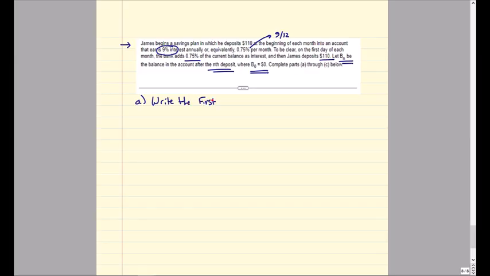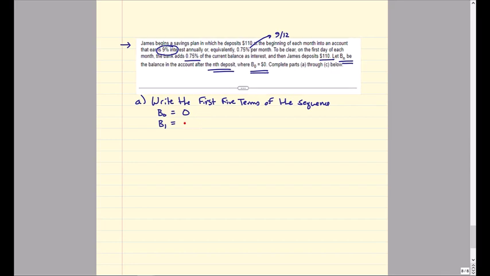So we're going to definitely need a calculator here. Our initial balance they give us as 0. So there's 0 to begin with. So that is B sub 0 is equal to 0. Now B sub 1 is going to be equal to $110 because there's no interest.